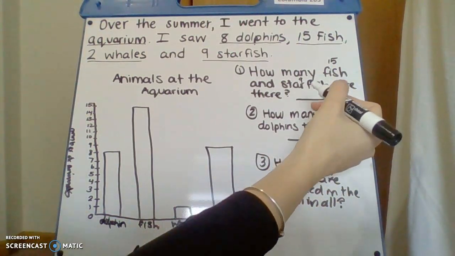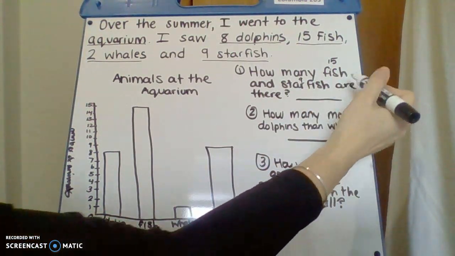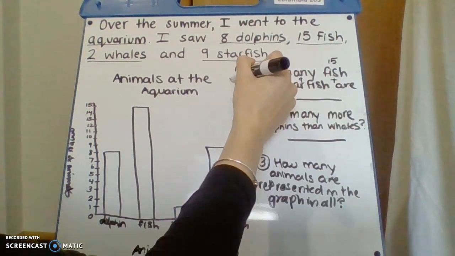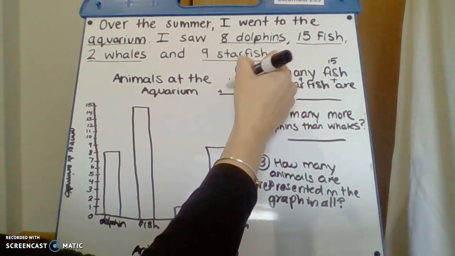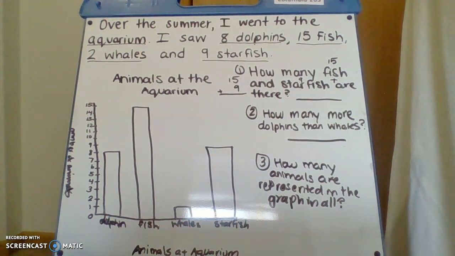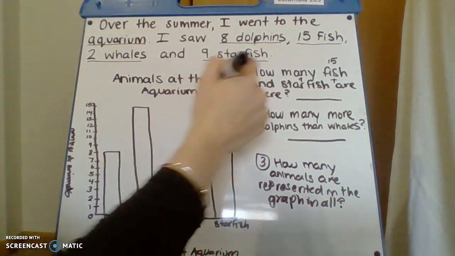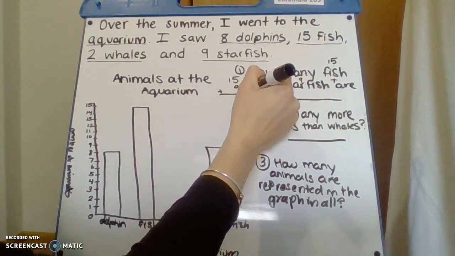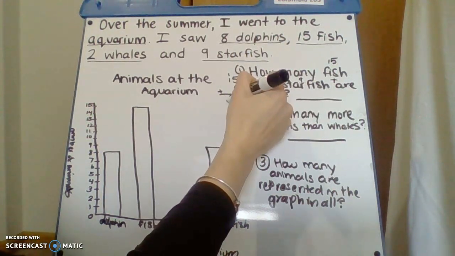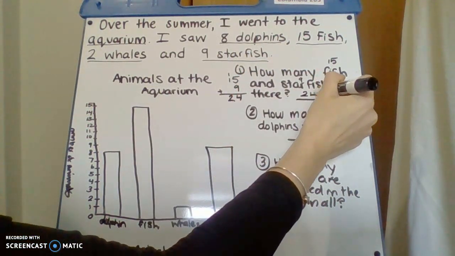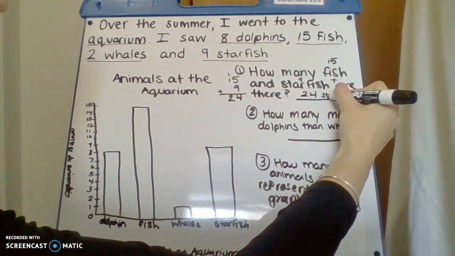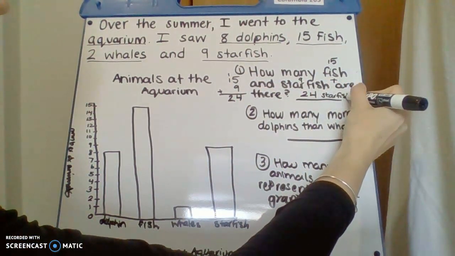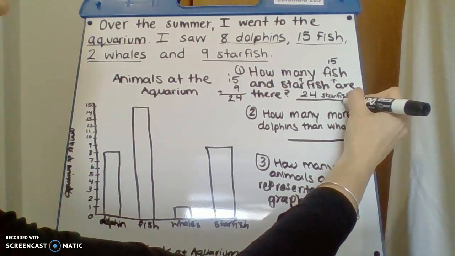It says how many are there? So that tells me that I'm going to be adding. So if you have to, you can set it up vertically on this side. 9 plus 15, which is 14, carry the 1. 1 plus 1 is 2, so there's 24. Starfish. You always want to label. And fish.